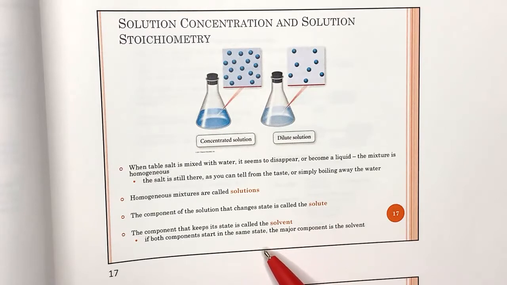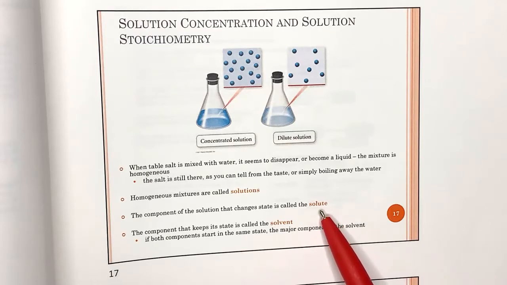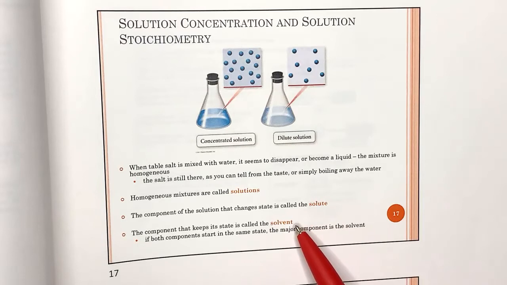But in our case, we are going to be mainly focused on a sugar solution or a salt solution, when you put the solid pieces into water, and those solid pieces are called the solute, and the water component, because it doesn't change phase, will be called the solvent.